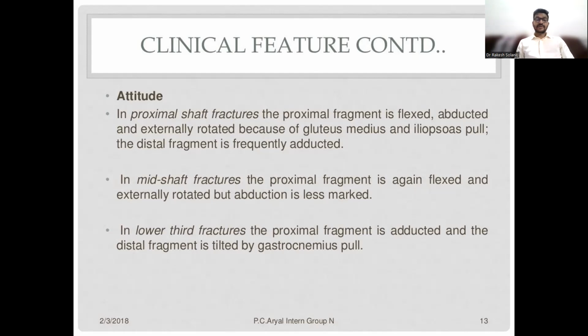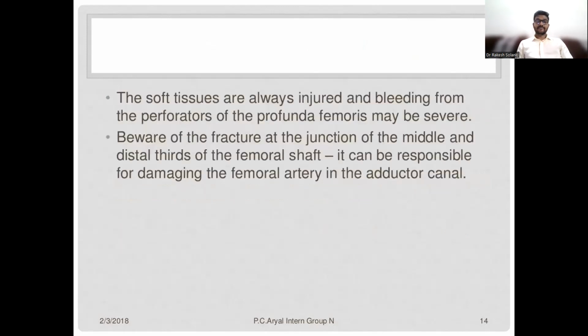In the lower third fracture of the femur, the proximal fragment is adducted and the distal fragment is tilted by gastrocnemius pull. So this is the attitude of the patient's affected limb in various types of fracture, including proximal, middle, and distal third of the femur.